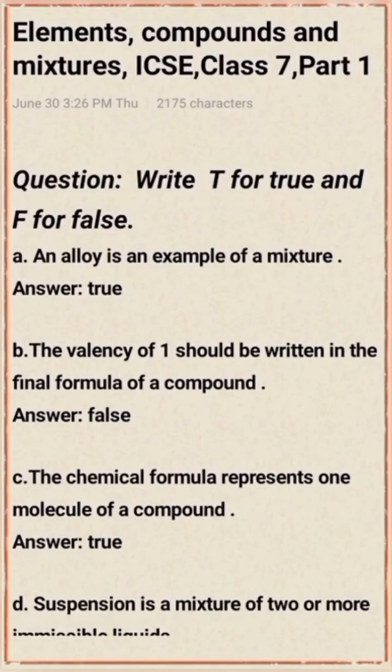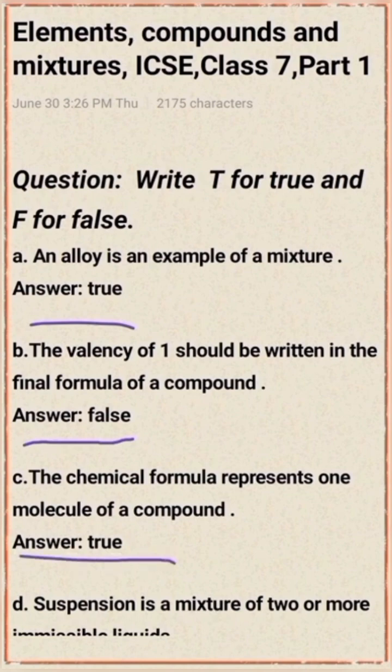At first, write T for true and F for false. Number A. An alloy is an example of a mixture. This statement is true. Next question. The valency of 1 should be written in the final formula of a compound. This statement is false. Next question, C. The chemical formula represents one molecule of a compound. This statement is true.